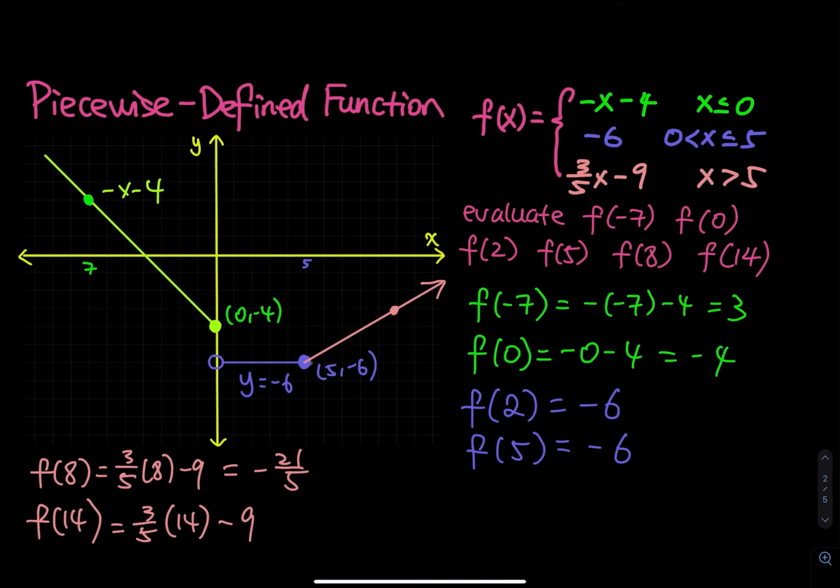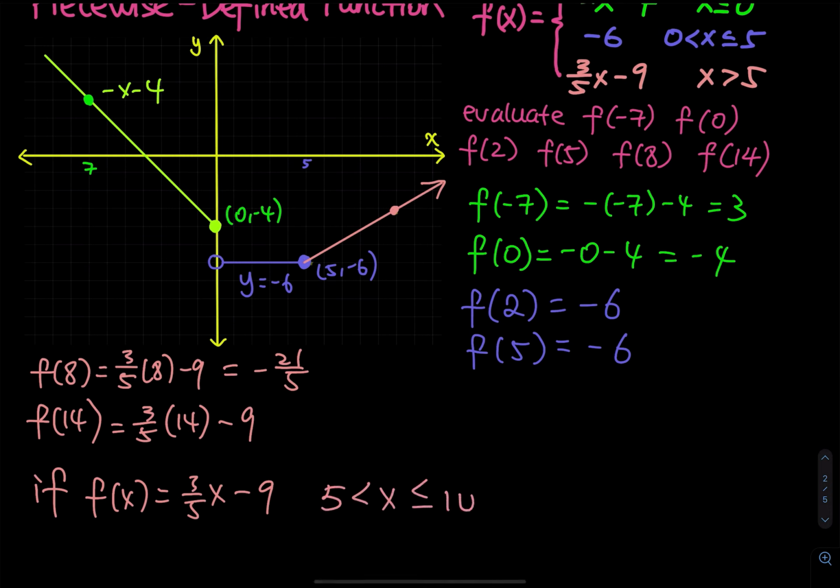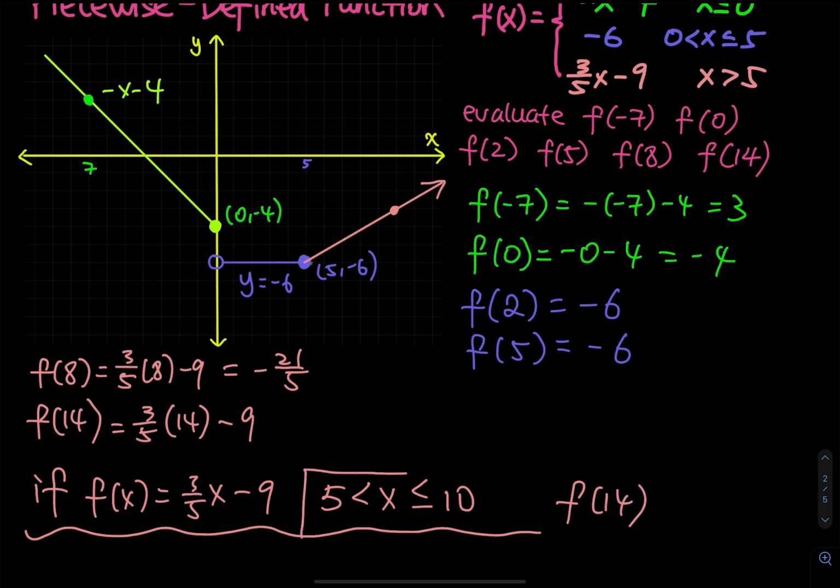Now, there is a what if. Like what if I change the last piece, so if the last piece is f of x equals 3 over 5 x minus 9, and then they change that to x greater than 5 and less than or equal to 10. What if they do this? If I still ask you to evaluate f of 14, in this case, if I change the domain to that and I still ask you to do f of 14, then this is undefined, because x equals 14 is out of the domain.